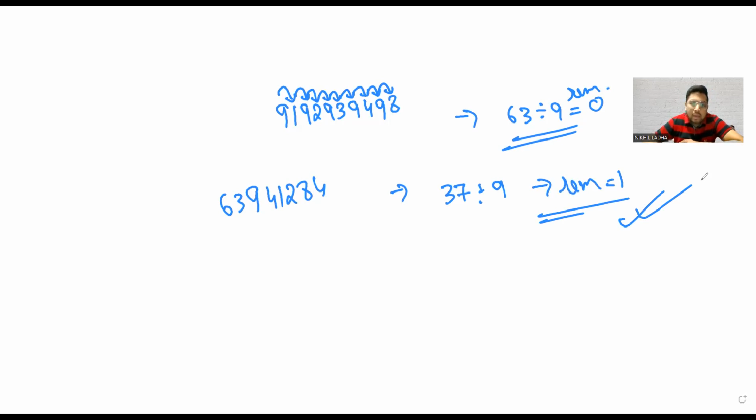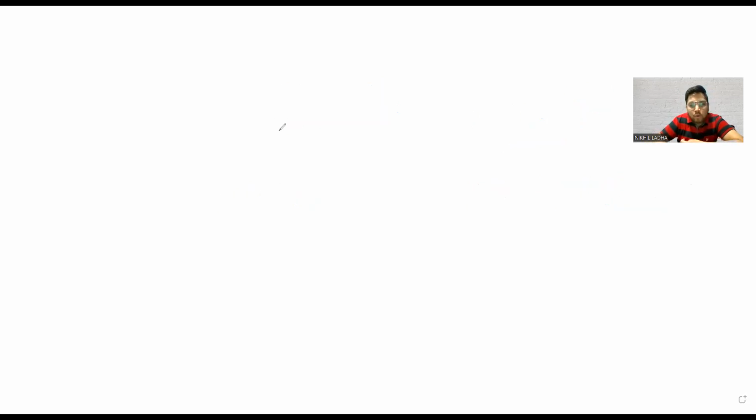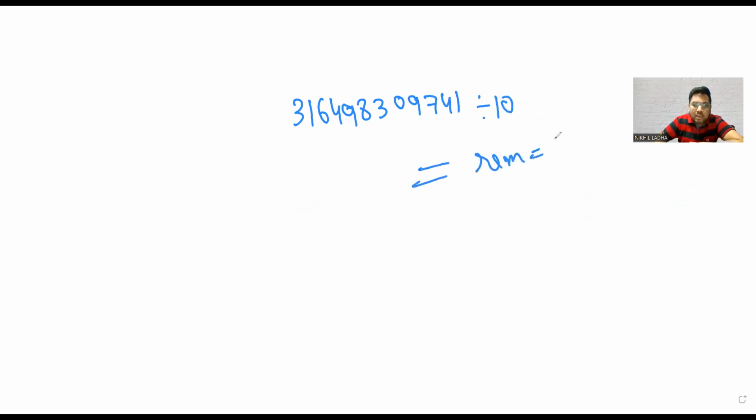Last but not the least, 10. We don't even have to look at the slide because 3164983097741, when divided by 10, we know that the last digit of the number will be taken as the remainder. So this was the basic trick to find the remainders when you are dividing any number by 2, 3, 4, 5, 6, 8, 9, and 10.